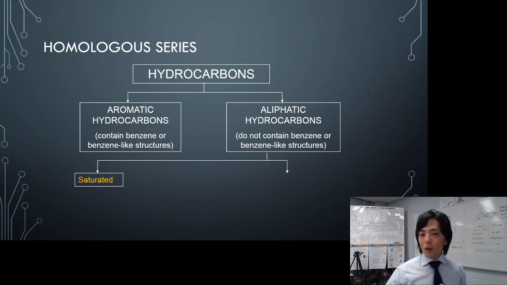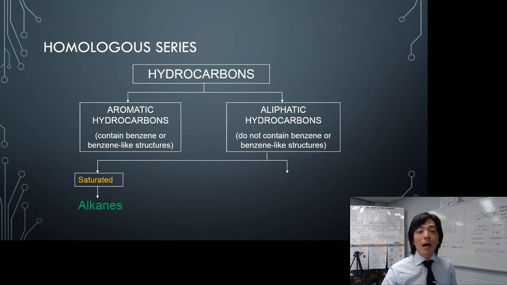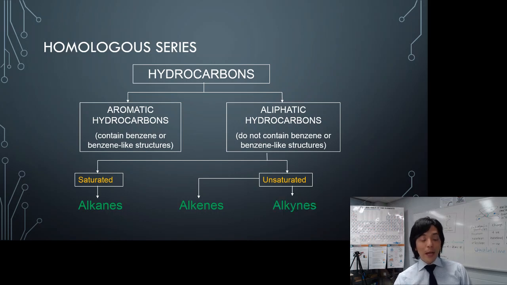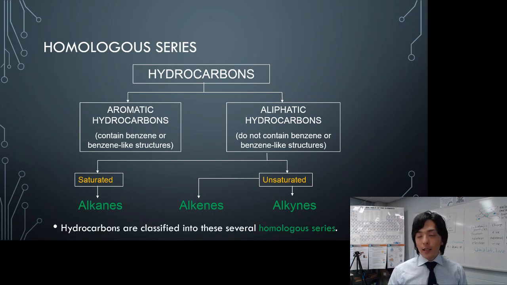Now, the homologous series that we were talking about just then could be saturated. And if it's saturated, we call that alkanes. The word saturated will be important, and also unsaturated. There are 2 types of unsaturated hydrocarbons. They could be called alkenes with an E in it, or alkynes with a Y in it. Alkanes, alkenes, alkynes: these 3 are different homologous series.